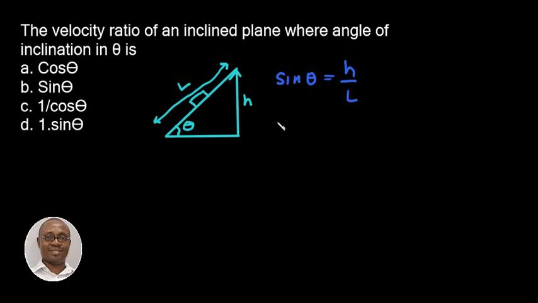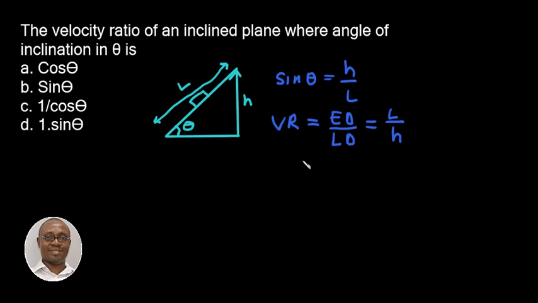hypotenuse. Alright, and for velocity ratio, which is equal to the distance traveled by effort over the distance traveled by load. Okay, and that is to say the distance traveled by effort, remember this is it, that is L, and the distance traveled by load, which is h.